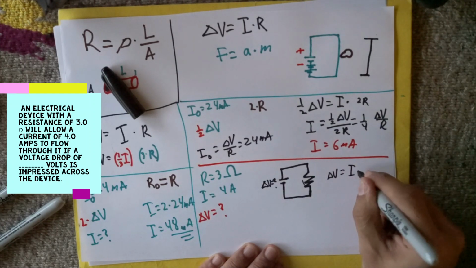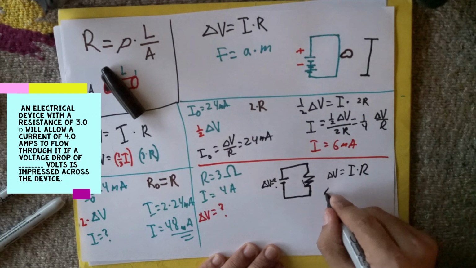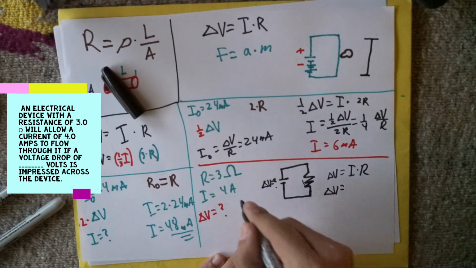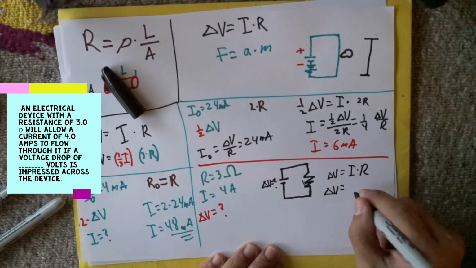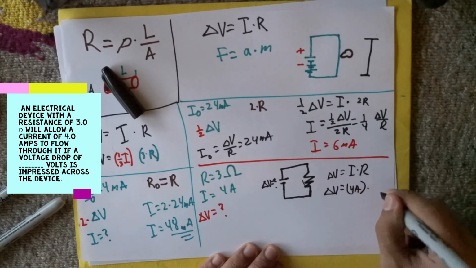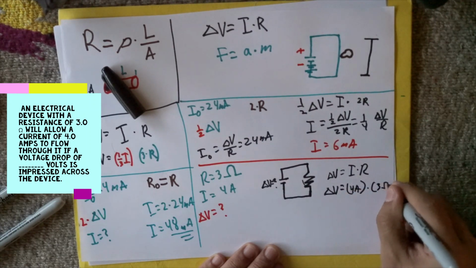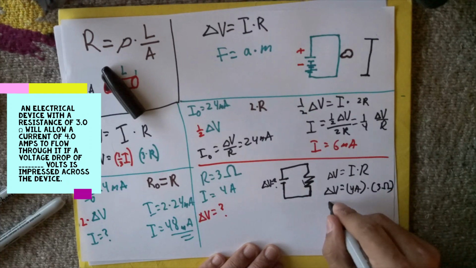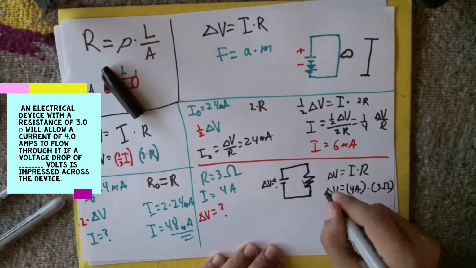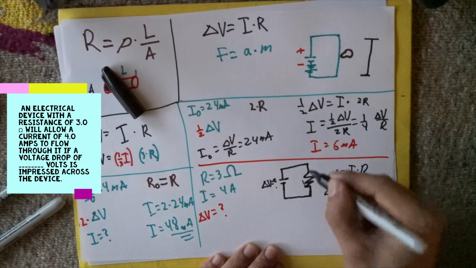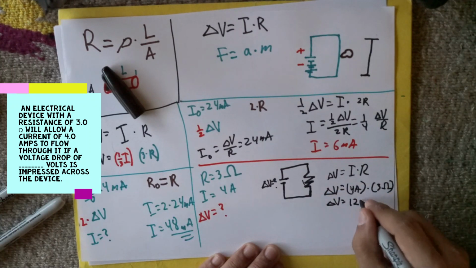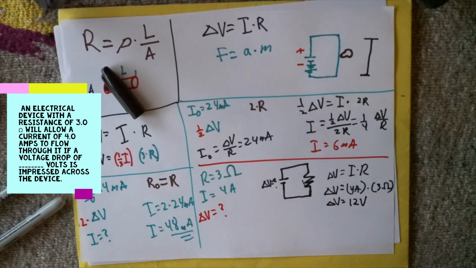This is quite simple. V equals IR. Not a very complex problem at all, but those ideas I just pointed out are quite important. So 4 amps, I like parentheses, times 3 ohms. The voltage drop through this resistor is going to be 12 volts.